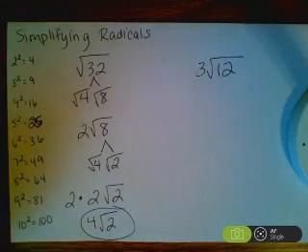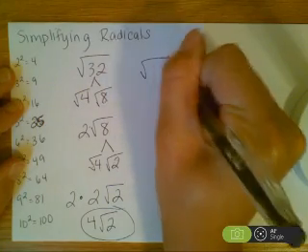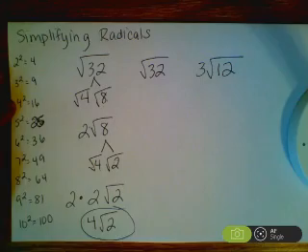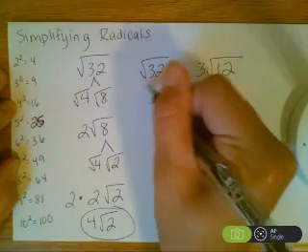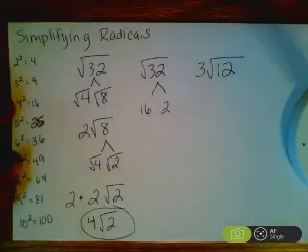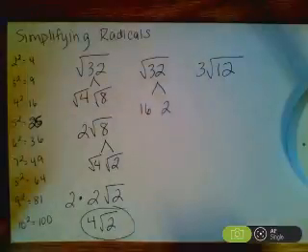Now, if you recognize that there was a bigger perfect square that went into 32, you could have used 16. 16 also goes into 32. It is much easier and simpler if you pick the biggest perfect square. If I'd use 16 instead, I know that 16 times 2 are the factors that give me 32. Notice I wrote my perfect square first.